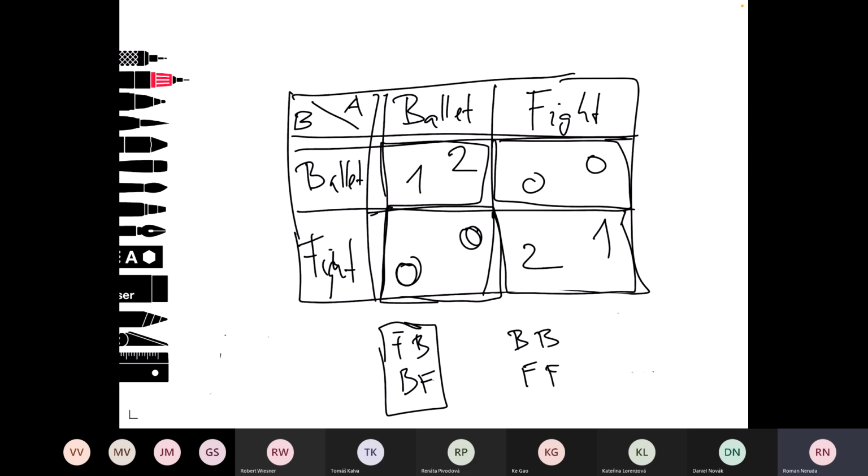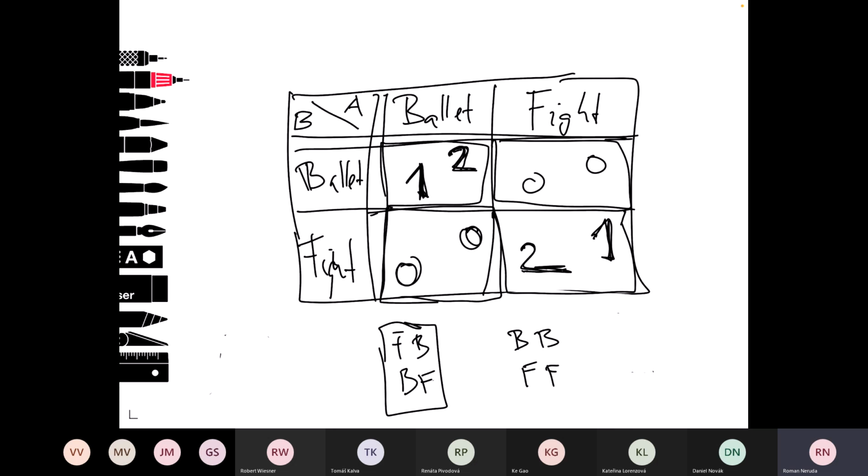Imagine Bob does not like ballet that much, but he rather chooses to go to ballet because the outcome is 1, and the outcome for Alice at ballet is 2, right? So Alice is more happy at ballet. The same is symmetric. Bob is more happy at fight, but still Alice is kind of happy there as well because she is with Bob, right? So this is a coordination game because it forces the players to choose the same option, right?